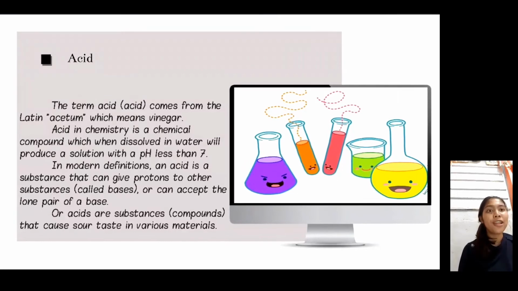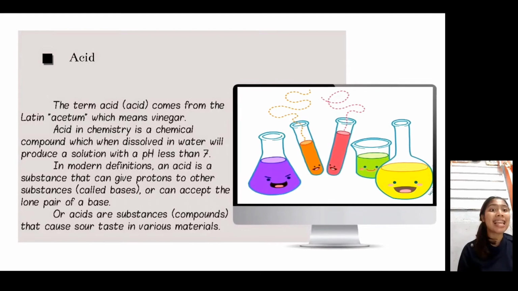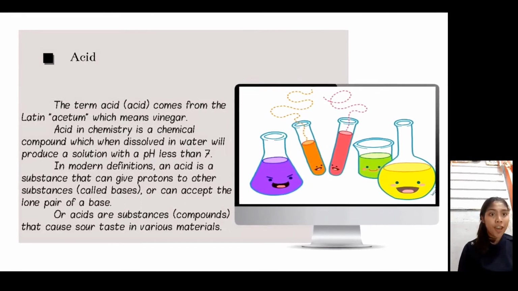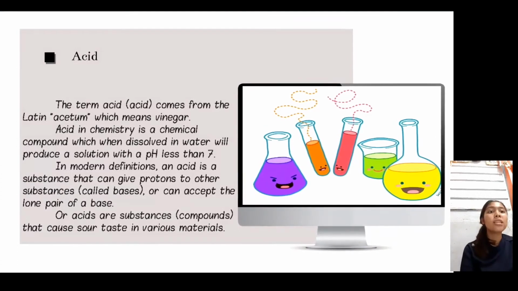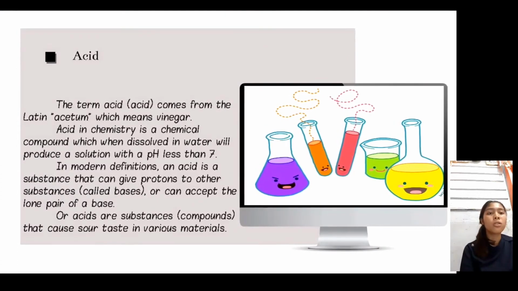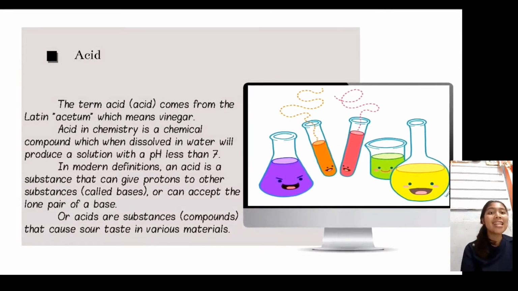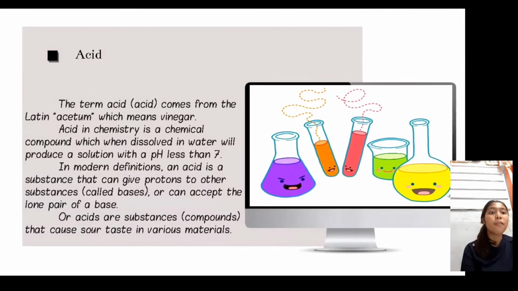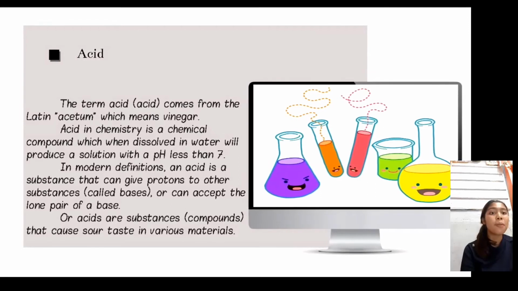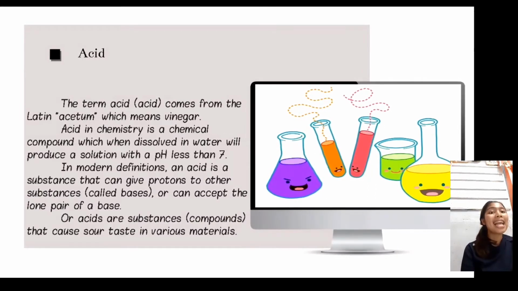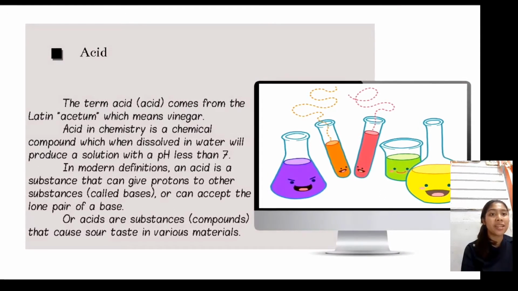Here we are in the definition of acid. The term acid comes from the Latin acetum, which means vinegar. Acid in chemistry is a chemical compound which when dissolved in water will produce a solution with a pH less than 7. In modern definition, an acid is a substance that can give protons to other substances called bases or can accept the ion pair of a base. Or acids are substances that cause sour taste in various materials.